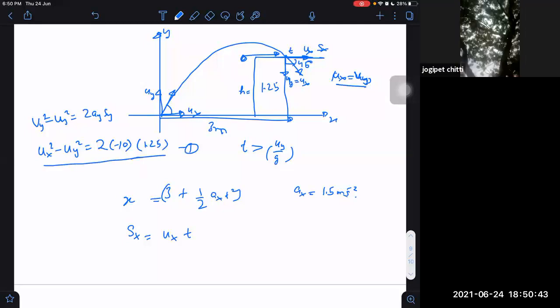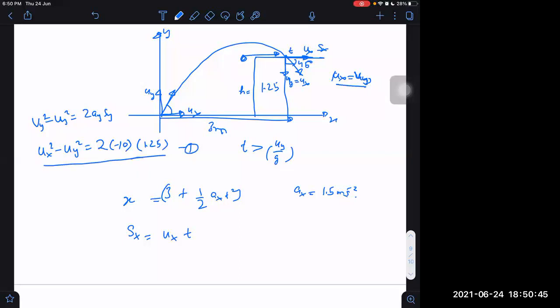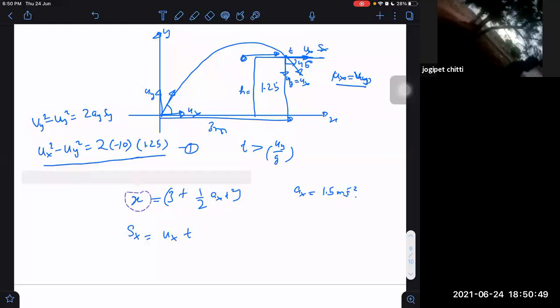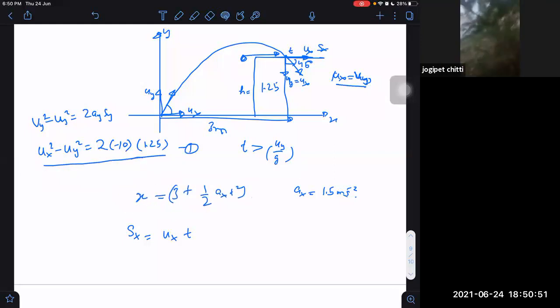And another one we have along the y-axis.